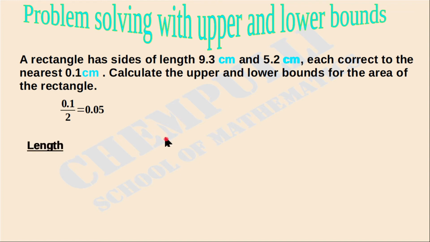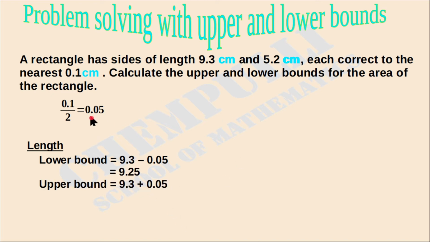First, length. To find the lower bound, subtract this value from 9.3. That means we get the answer 9.25. To find the upper bound, add this value 0.05 to 9.3. That is 9.3 plus 0.05, and we get the answer 9.35. We can write it in inequality form: 9.25 ≤ L < 9.35. Here I used the letter L because it's the length.